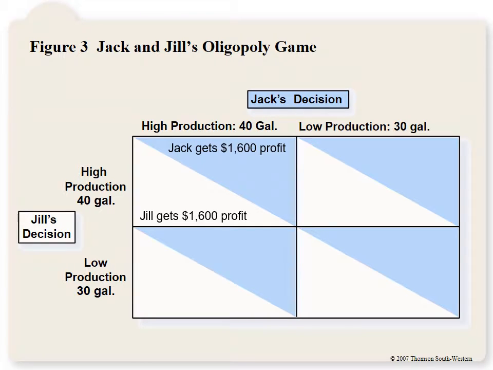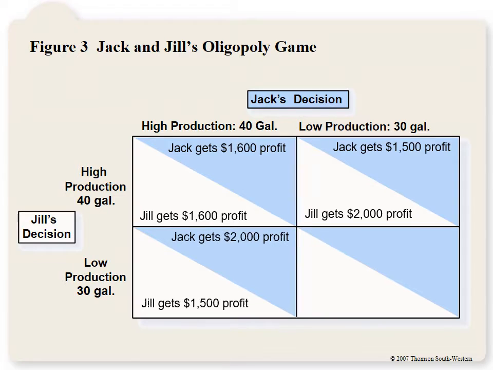What if Jack decides to do low production but Jill stays with a high production? Well, look at what happens to our profit. Jack's profit goes down a little bit and Jill's increases to $2,000. Now, if we say that Jack does high production but Jill does a low production, Jack now has higher profit, and Jill now has $1,500 of profit. So let's talk about what if they both decide to do low production, 30 gallons apiece. They both decide to go low. Well, Jack is going to get $1,800 of profit, and Jill will get $1,800 of profit.